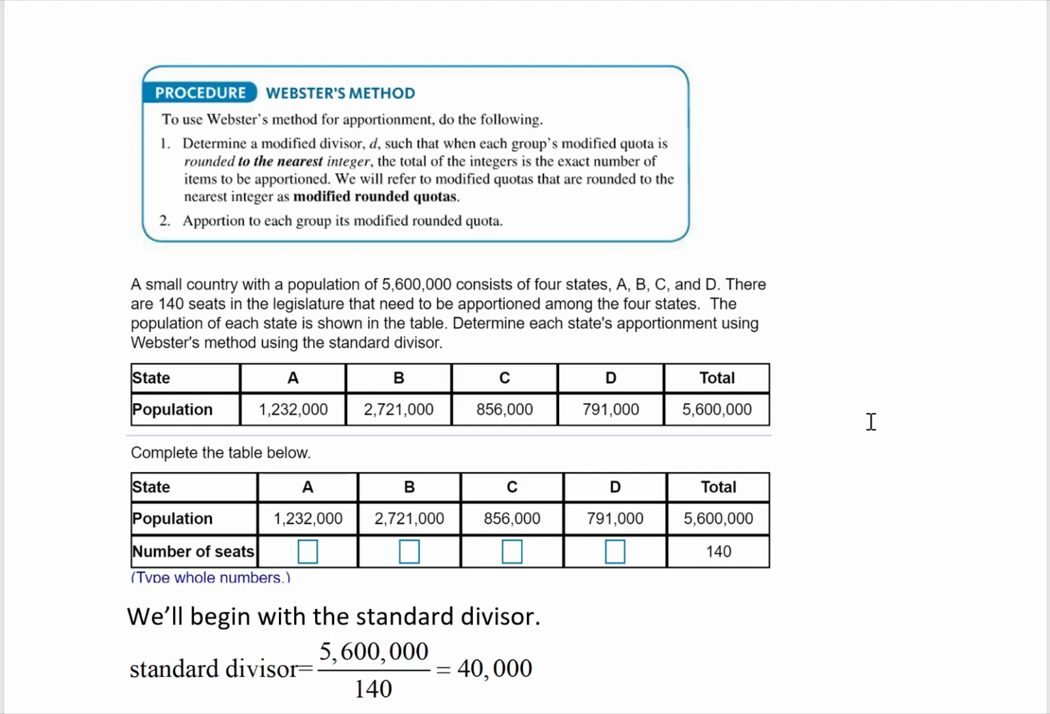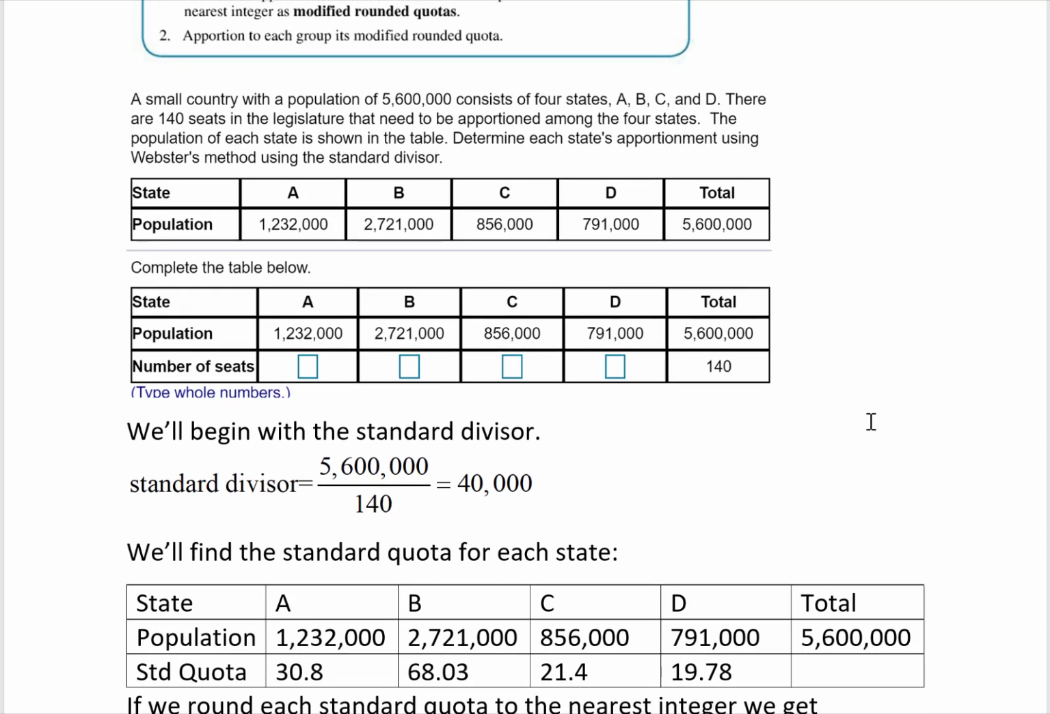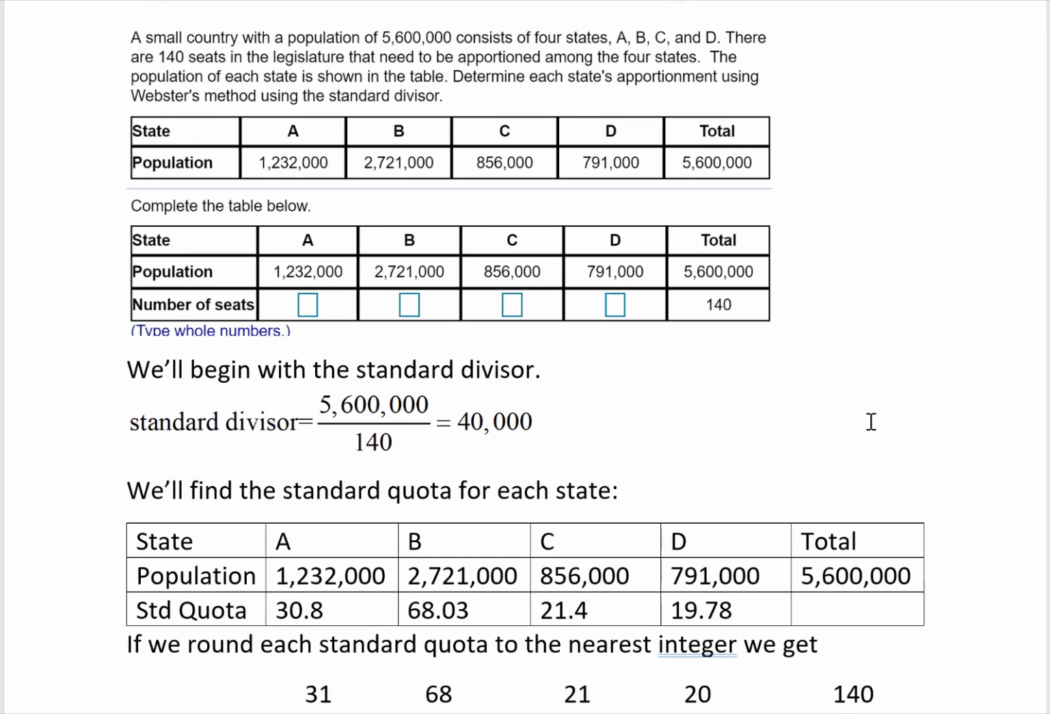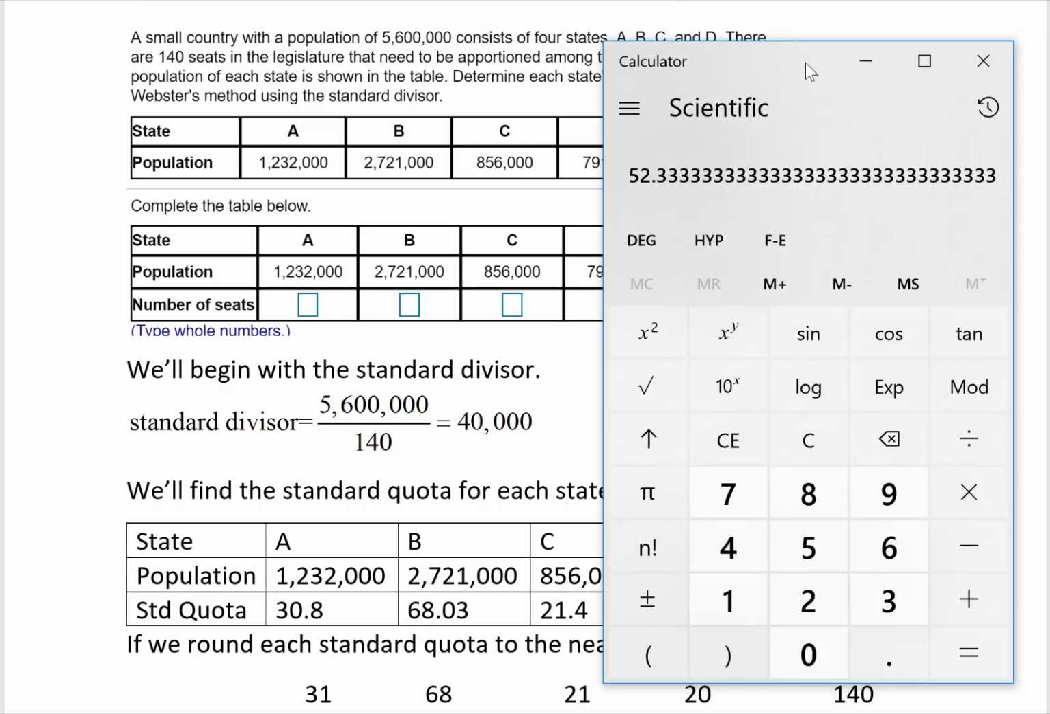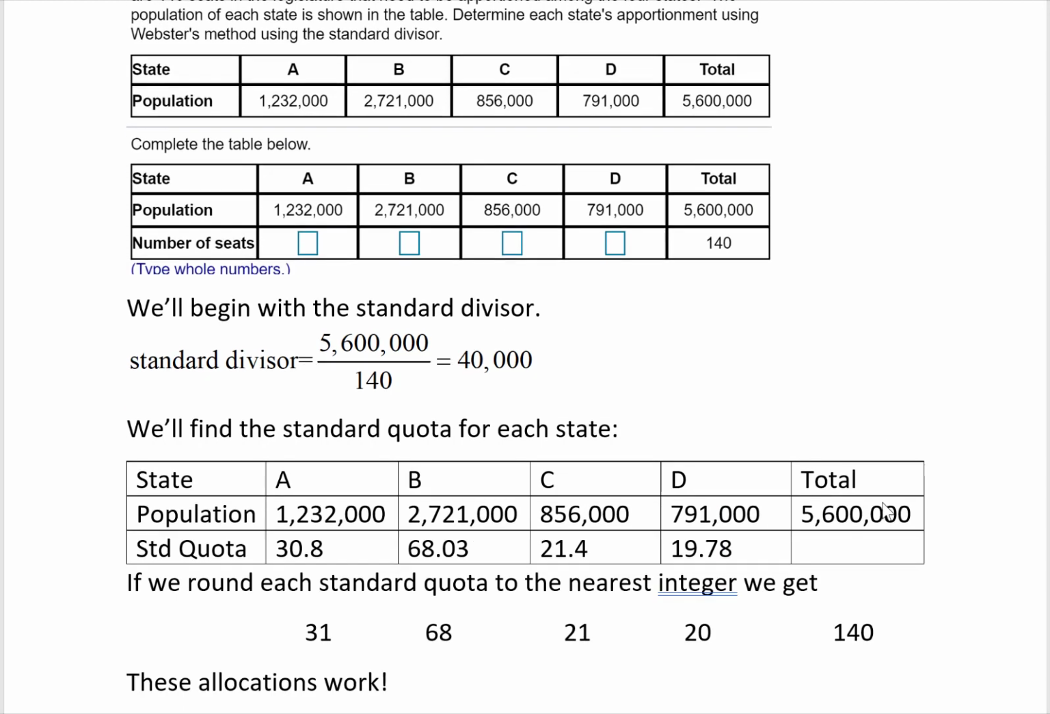Now they're suggesting here to start with the standard divisor, which is always a good place to start because sometimes the standard divisor will actually get you where you want to be. So the standard divisor in this case is going to be the 5.6 million divided by the 140 seats to be allocated, and that gives us 40,000. And then what I did for each of the states was take, for instance, in the first case, let me pull the calculator up and show you. I took the 1,232,000 and I divided by that standard divisor of 40,000 and I got 30.8. And I did the same thing for the remaining 3 states.